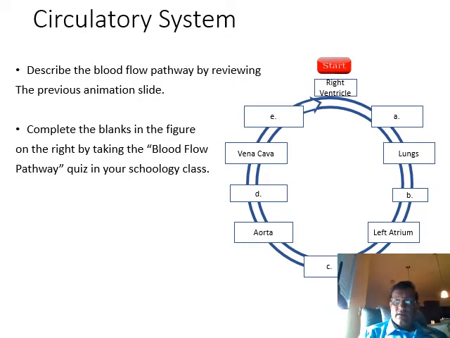It's so easy. So last repeat, go to the previous slide, watch the animation. Translate those animation parts to this slide, where the blood flow is represented by a circle, and just look at each part that the blood is flowing through. From the lungs, that goes here. From here, it goes to the left atrium, and so on. And these answers can be found in that previous slide. Make sure you go to Schoology, take that quiz.